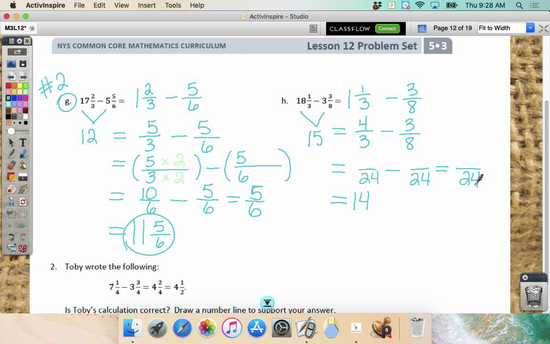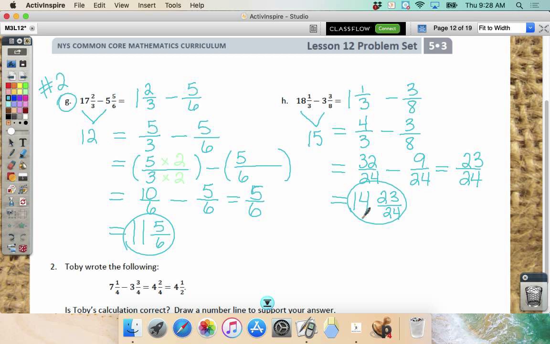So 4 times 8, 3 times 3. More regrouping. Did you notice that? 32 minus 9. I'm just going to think 12 minus 9. Yeah. And that's 3, so this will be 23. Seriously?